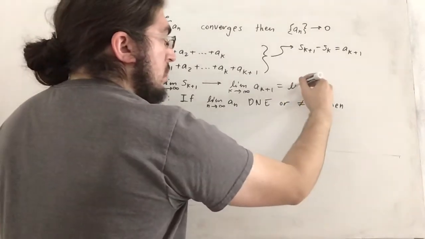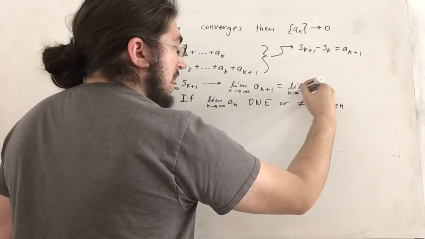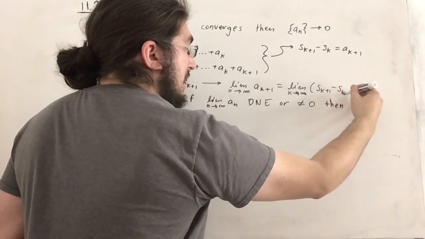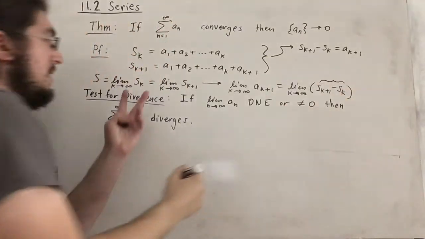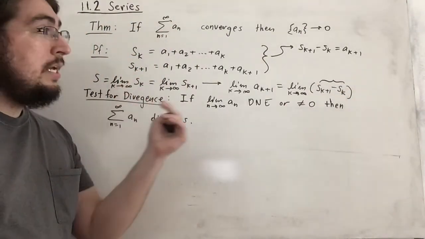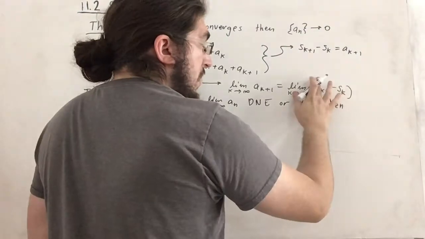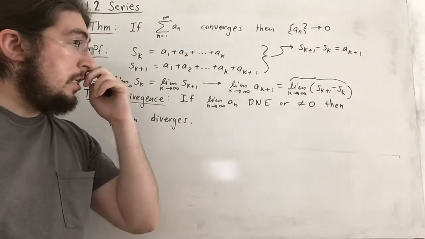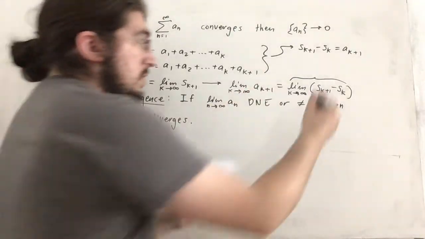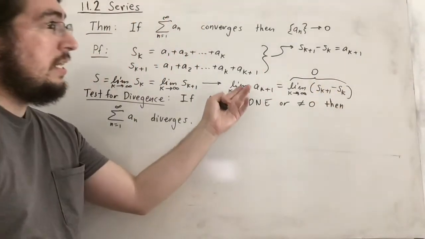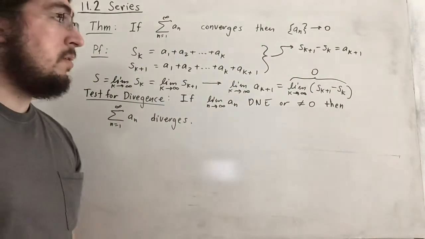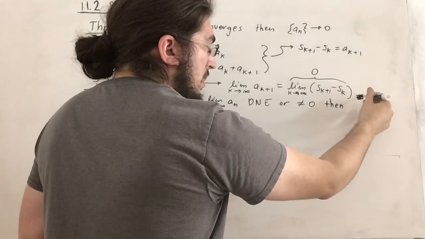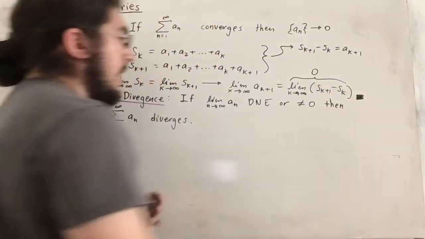Well, a sub k plus 1 is just equal to S sub k plus 1 minus S sub k. We know from this, since they're both equal to S in the limit, and since the limit of the difference is the difference of the limits, this is really just S minus S, which is 0. So that implies that the terms in the sequence go to 0. So that really finishes the proof there. It's a quick little proof. It's not too bad. It's kind of nice to see.